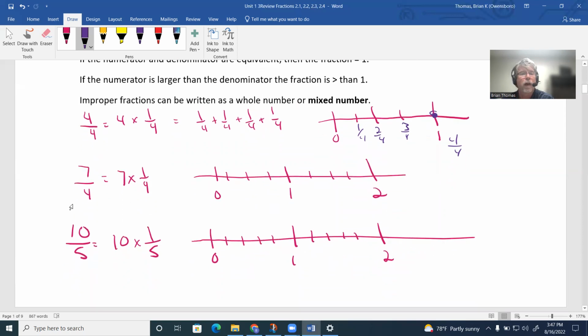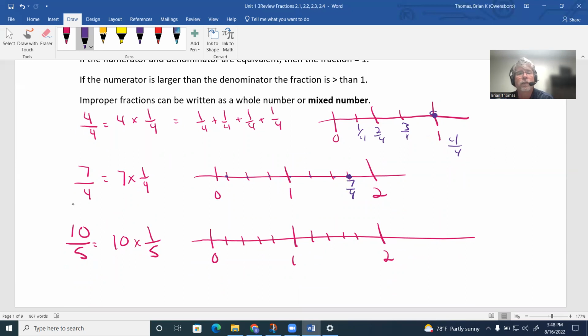Now notice how I have 7 1/4. Notice how if I go from 0 to 1, that's going to be 1/4, 2/4, 3/4, 4/4, 5/4, 6/4, 7/4. So 7/4 will be located out at this spot right here.